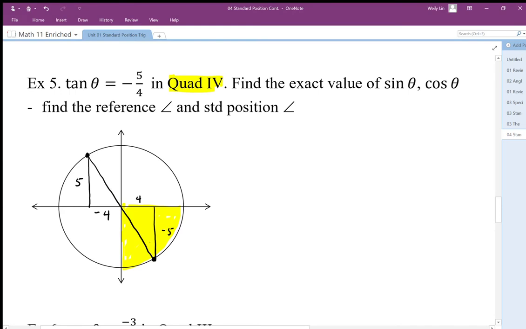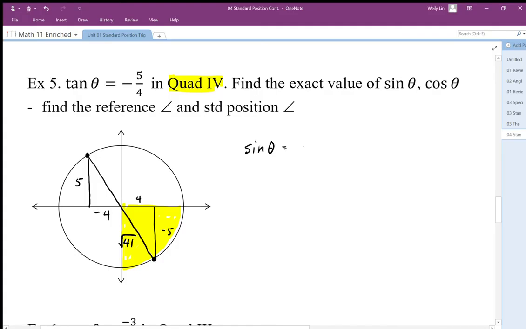So I'm going to solve for my triangle here. We're going to solve for my radius. So 5 squared plus 4 squared is going to be 41. So my radius is square root 41. And because I don't have to worry about this other angle in here, I'm going to just give one value for sine, one value for cos.